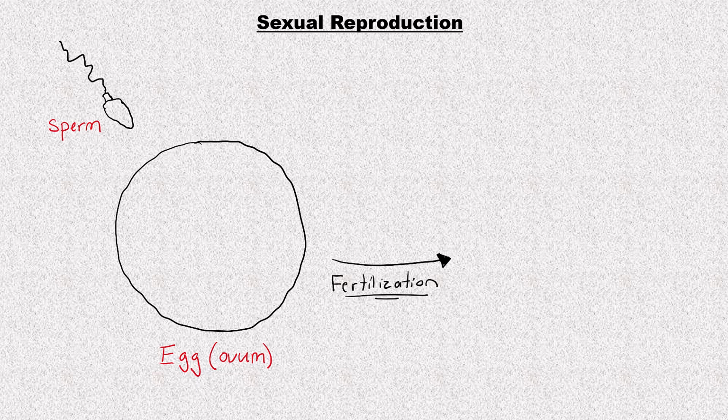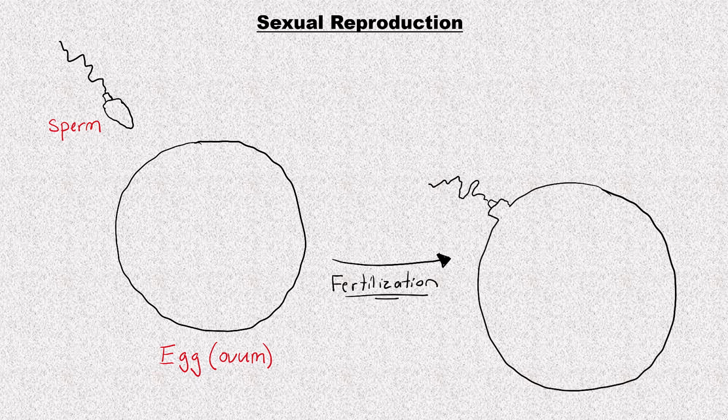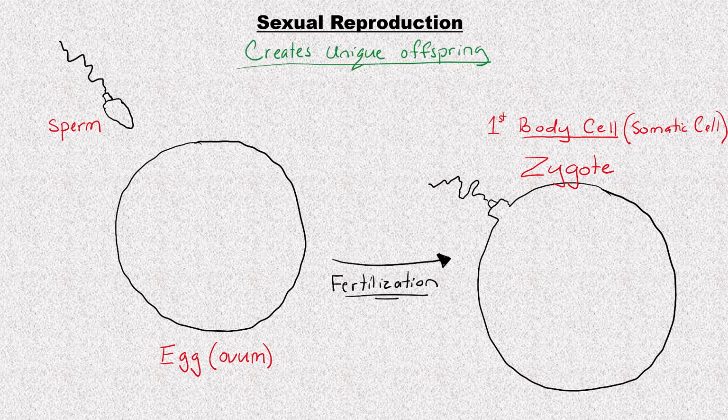Let's start by doing a quick little recap of sexual reproduction. This process involves a sperm cell combining with an egg cell, also called an ovum, by a process called fertilization, to create a zygote. This is the first body cell of a human, also referred to as a somatic cell. Ultimately, this is going to create variation, a unique offspring.